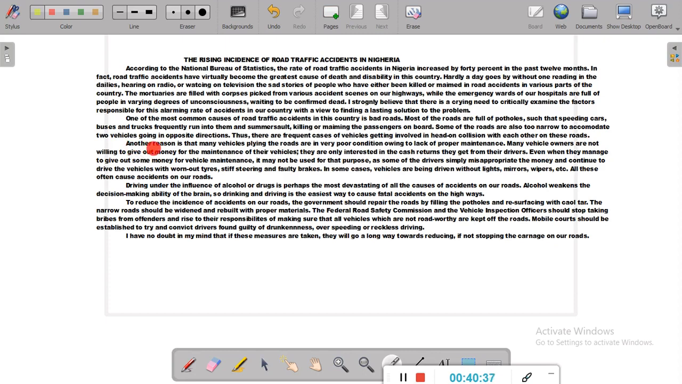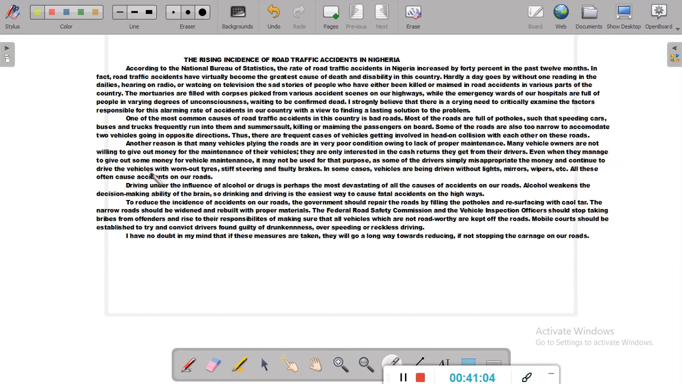Then in paragraph 3, another reason is that many vehicles plying the roads are in very bad condition owing to lack of proper maintenance. Many vehicle owners are not willing to give out money for the maintenance of their vehicles. They are only interested in the cash returns they get from their drivers.